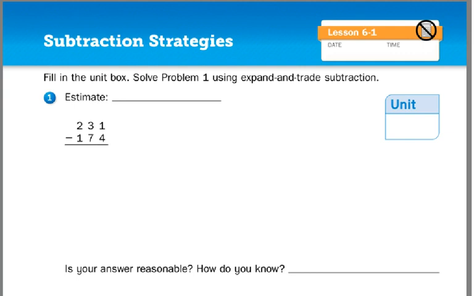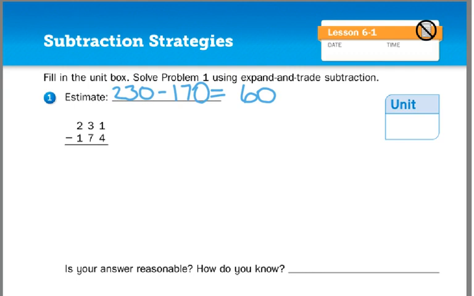Alright, so let's start with page 189. It says, solve problem number 1 using the expand and trade subtraction. So first you have to do an estimate. Let's round to the nearest 10. So 231, we round that to 230, minus 174, we're going to round that to the nearest 10, 170. 230 minus 170 is 60. That's our estimate.